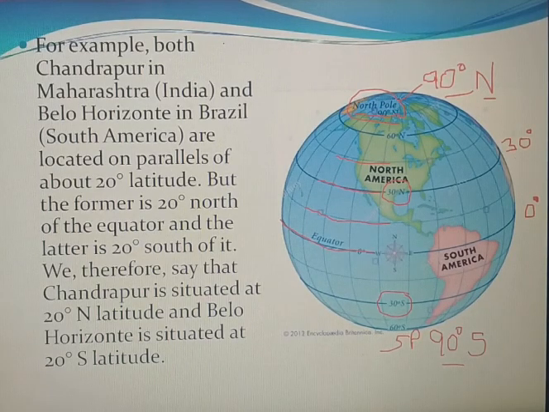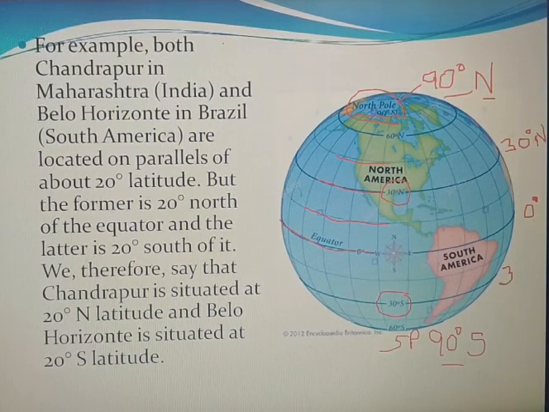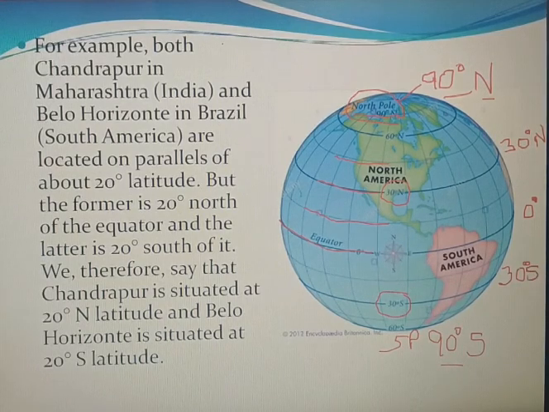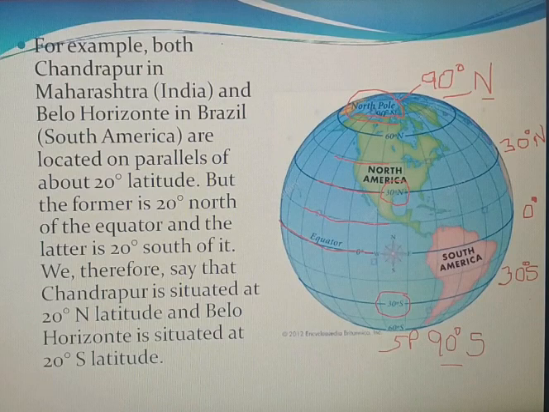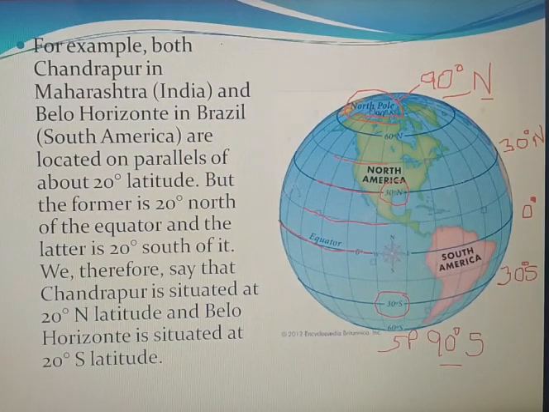We know it by writing N or S. This N represents that it is in the northern hemisphere. If we write 30 degree S, it means it is 30 degree in the southern hemisphere. One example regarding this is given in your textbook, and I have taken it from your NCERT book. Let's see that example.